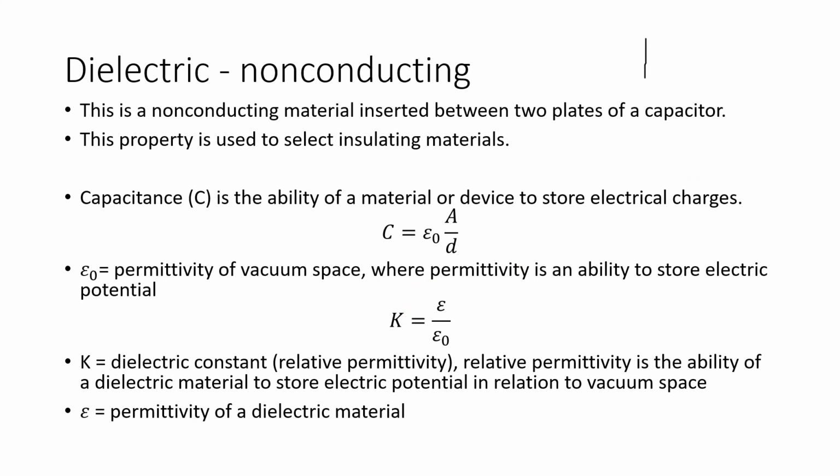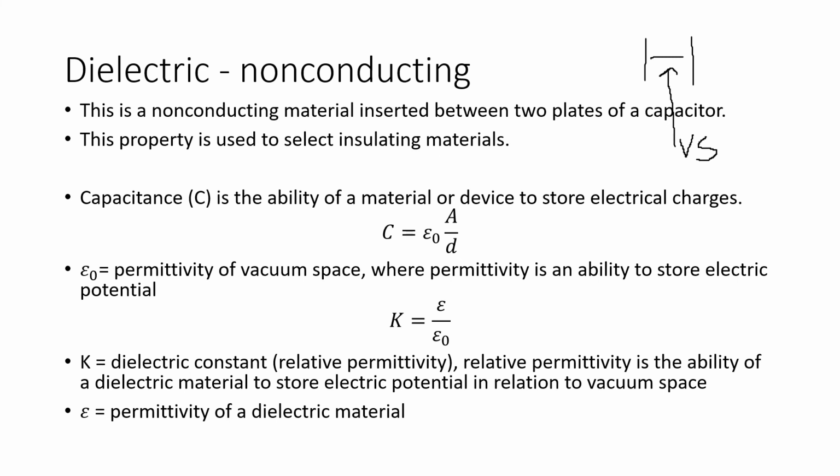Because the capacitor is just plates like that, okay? And we're talking about this little space right in there. If there's nothing in that space, okay, we call that the permittivity epsilon naught, because that's the permittivity of a vacant space, okay? So vacant space, VS. So permittivity is an ability to store electric potential, okay? We're going to write another equation.